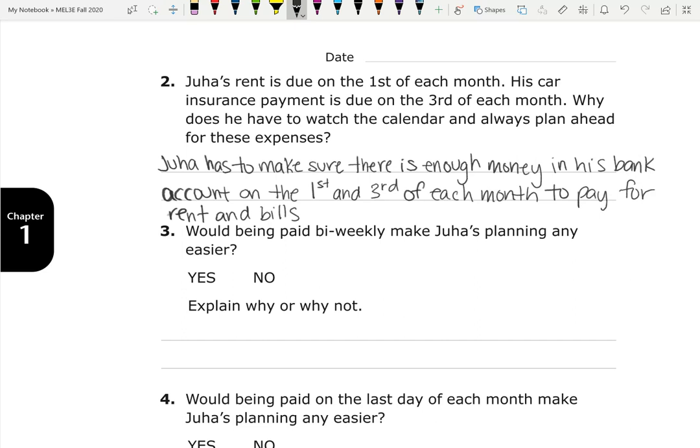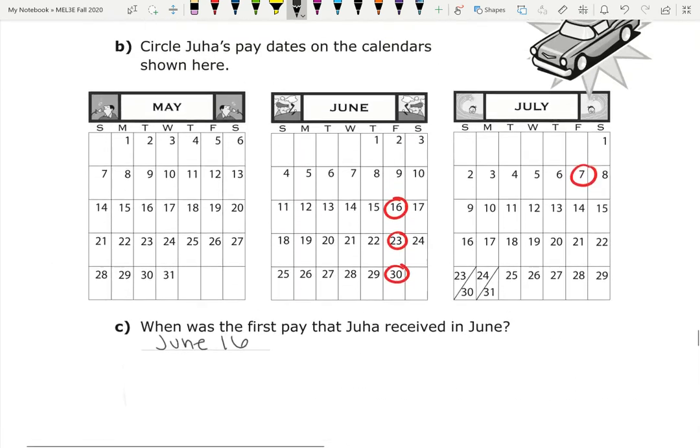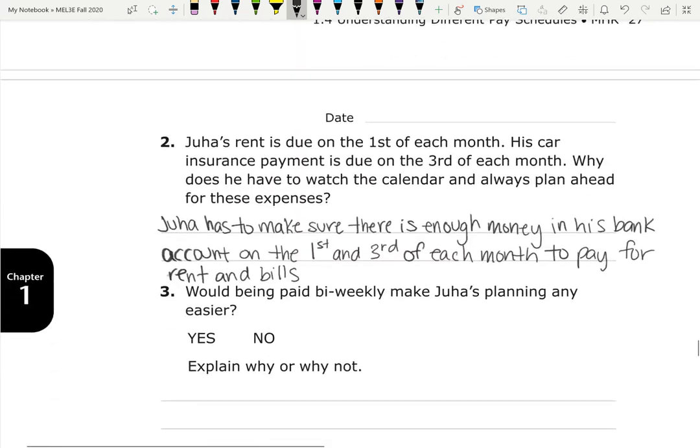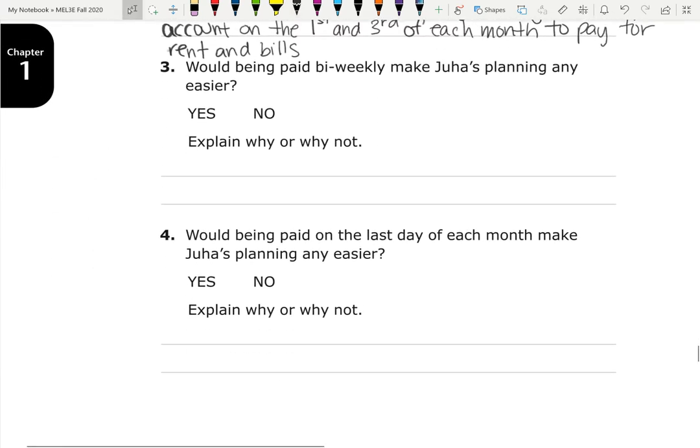Would being paid bi-weekly make Joa's planning any easier? So remember, they said that he got paid weekly every Friday. So what if he was paid bi-weekly? Now remember, bi-weekly means every other week. So 2 weeks go by before he gets paid. Would that make it easier? Well, probably not. I'm going to say no.